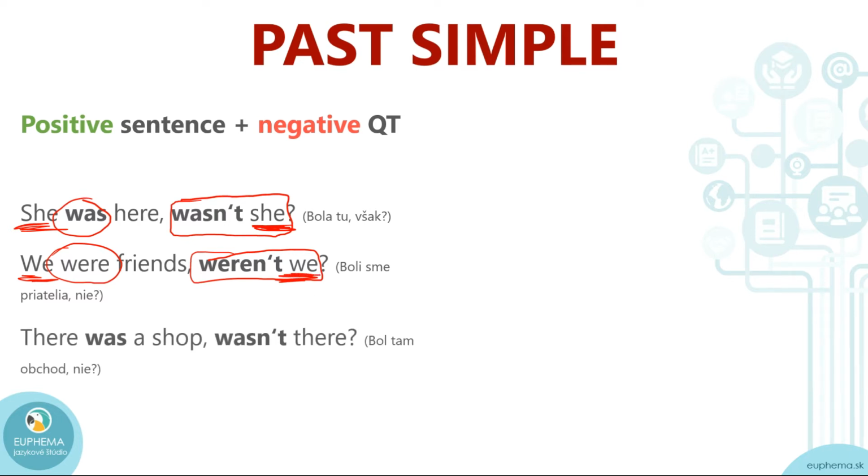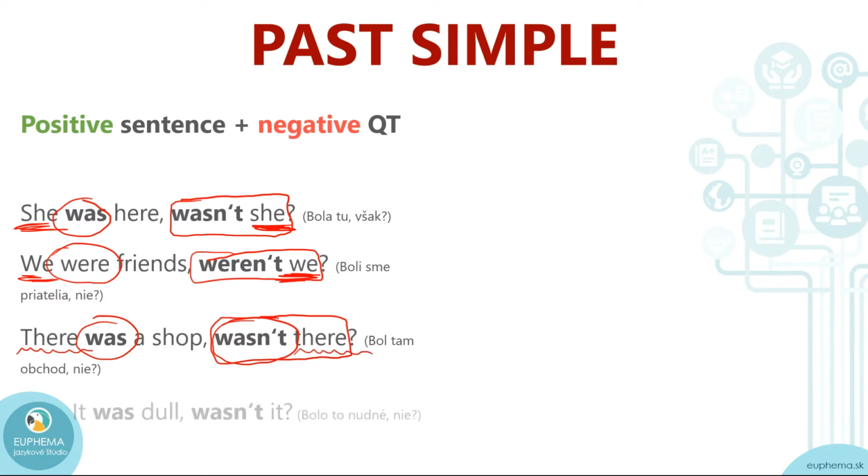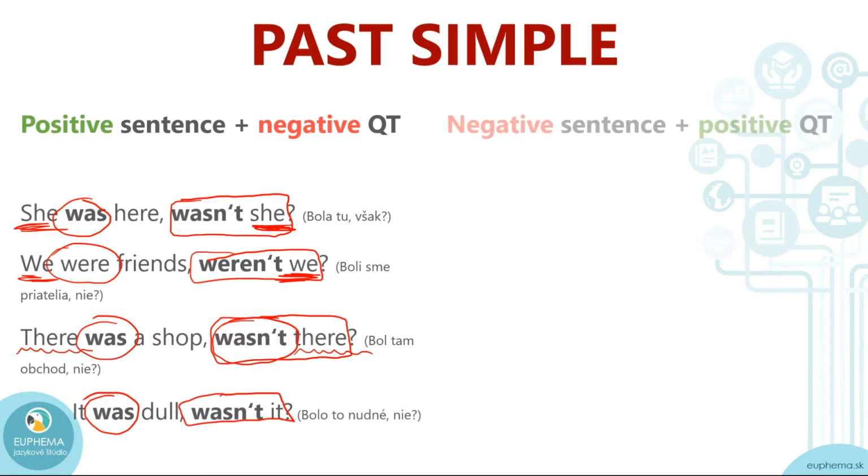There was a shop, wasn't there? Was, positive. Wasn't, negative. And as you can see, there is no specific person here, but there is this there, which you copy also in the question tag, wasn't there. Perfect. Now there's one more sentence. Okay. It was dull, wasn't it? So was positive, wasn't it in the question tag, negative. Okay. Now let's switch.